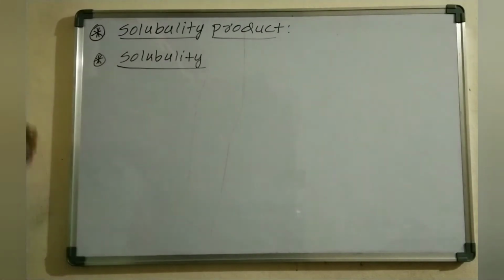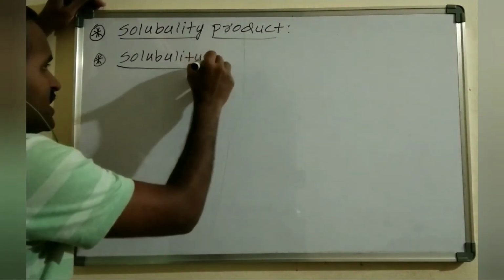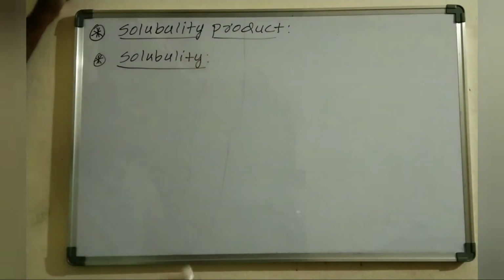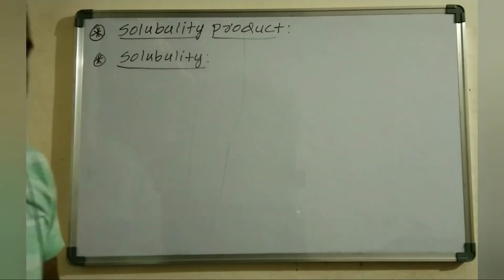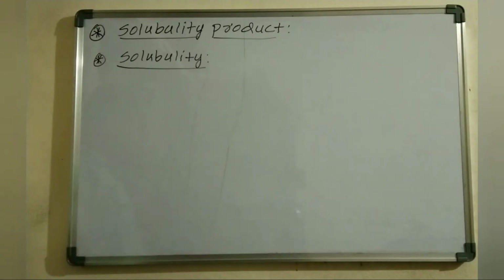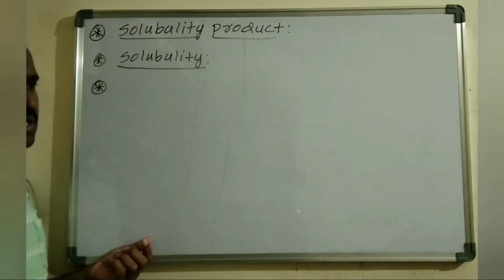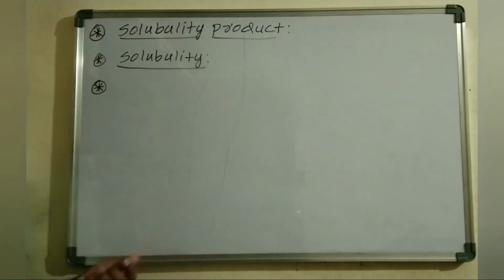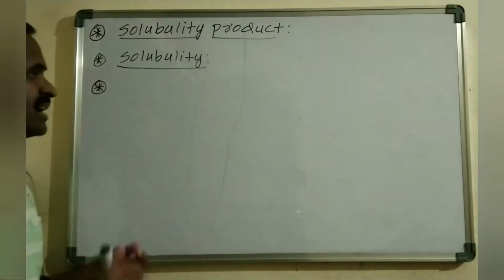Solubility is the maximum amount of the substance that can be dissolved in 100 grams of a solvent or 100 ml of a solvent, right? Generally, ionic solids are dissolved in water to a higher extent, so their solubility is high.